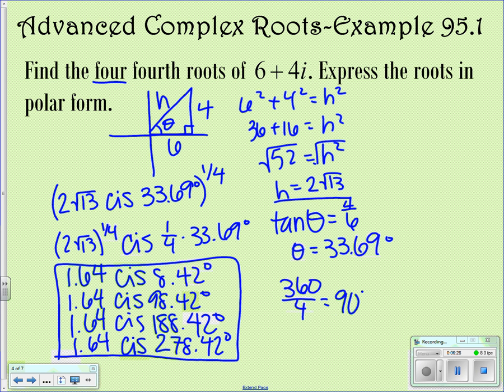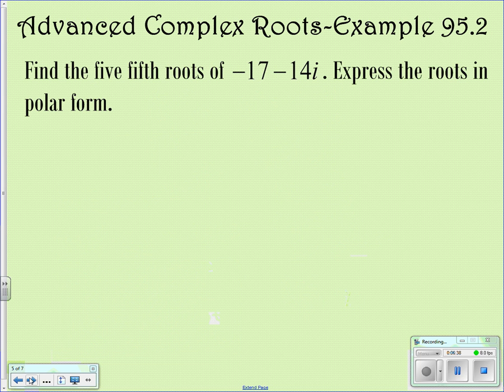So it's the same concept as what we did from lesson 79. Now you just have decimals for your angles and for your magnitude in front. Okay, let's look at another one. We want to find the 5 fifth roots of -7 minus 14i. So the first thing that we have to do is to put it into polar form. And so the way we're going to do that is to actually draw it out.